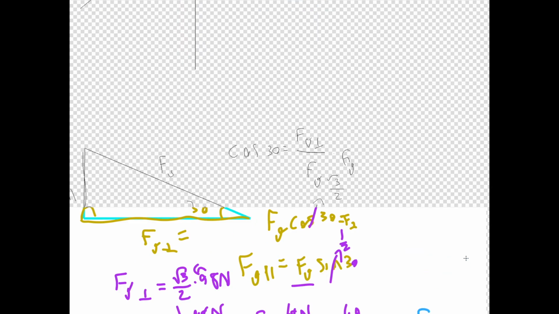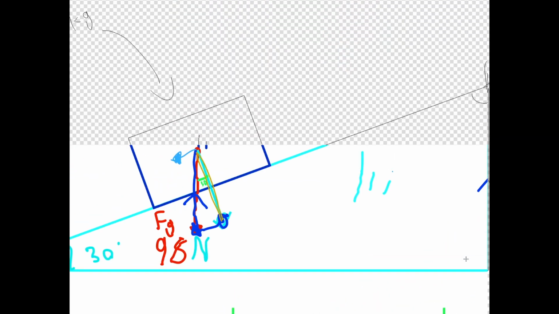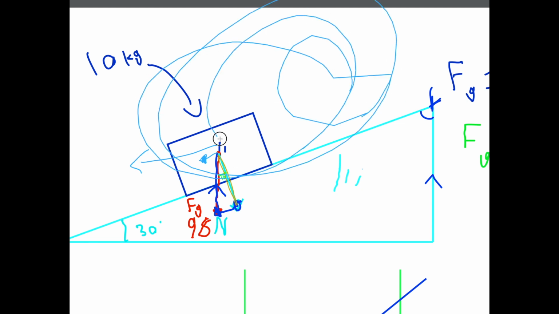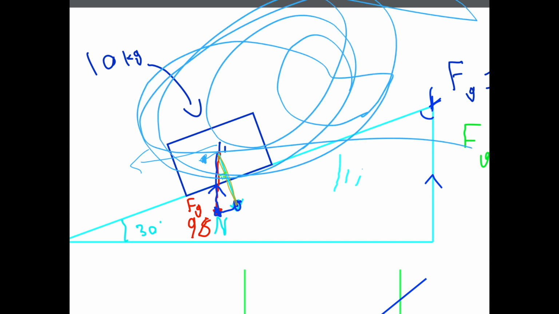Woohoo! We did it, you guys. This block, with no friction or anything, will start moving this way with an acceleration of 4.9 meters per second squared. Woo! Yeah! Okay, good job.